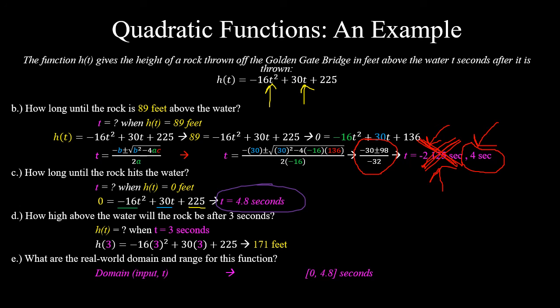All right? And remember, our range are the possible outputs. That means we're thinking about what the height could possibly be for this function. What's the minimum height and the maximum height that we could have? Well, of course, if it hits the water, we're going to be at 0 feet above the water. So the minimum height is 0. And the maximum height we figured out on the last slide was 239 feet. So our range, our possible outputs, go from as low as 0 feet above the water to as high as 239 feet above the water. Okay?